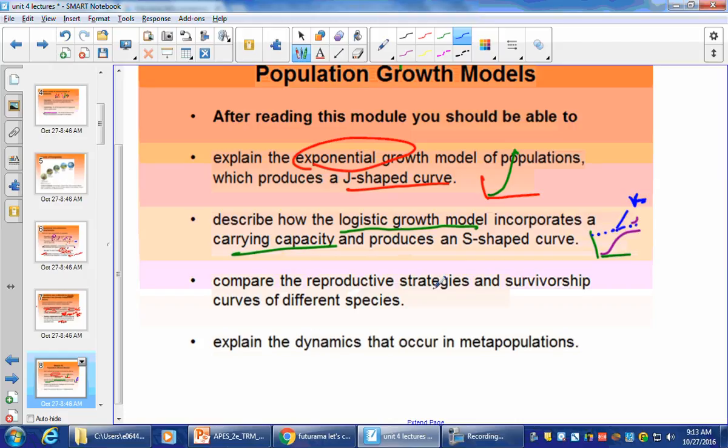Compare reproductive strategies and survivorship curves with different species. And when we mean reproductive strategies, we are talking about number of offspring, how late in the game they mature sexually, things like that. And dynamics and metapopulations. Metapopulations is kind of important, and we'll talk about that. This has to do with clustered groups of populations, whether they are artificial or natural. Okay?